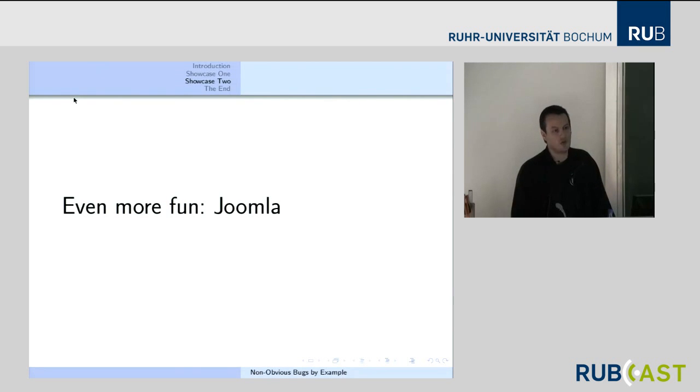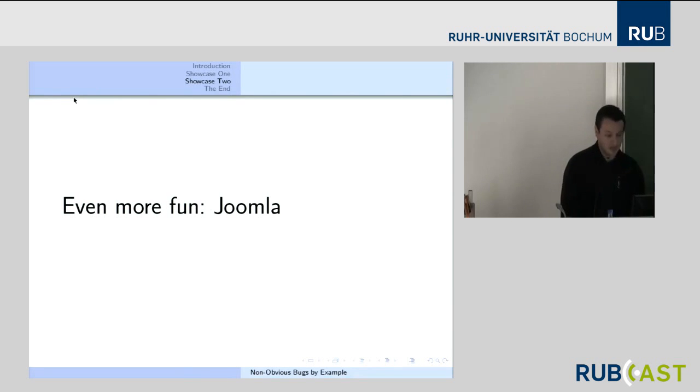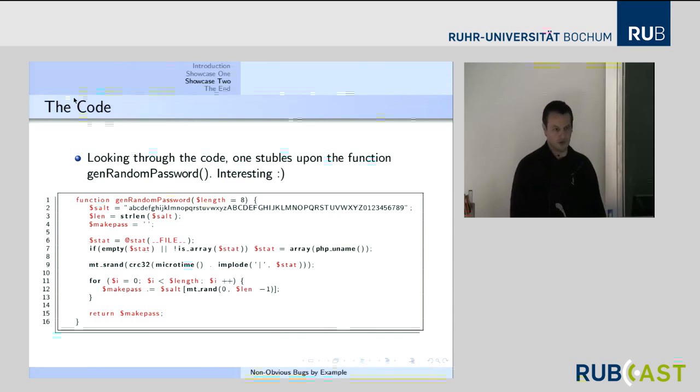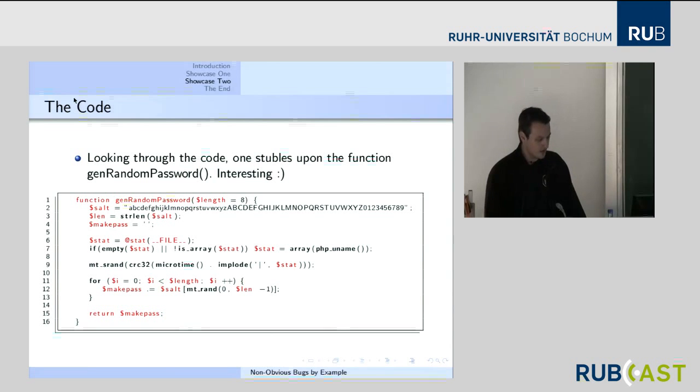And this one is actually 0day, because the Joomla guys, for I don't know what reason, don't seem to be able to fix it. So what are we looking for? When you read the Joomla code, then you stumble upon this one function named getRandomPassword. And getRandomPassword looks interesting because password generation is always interesting. And this is what the function does.